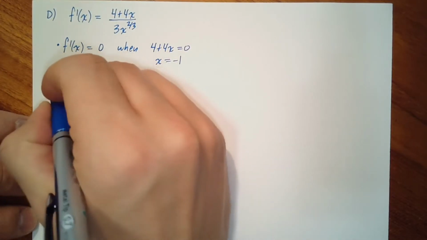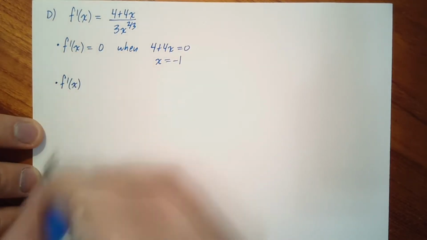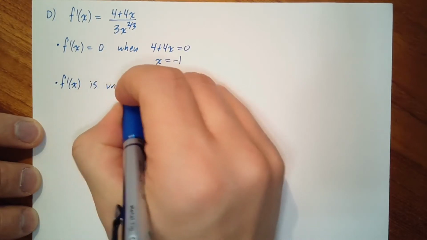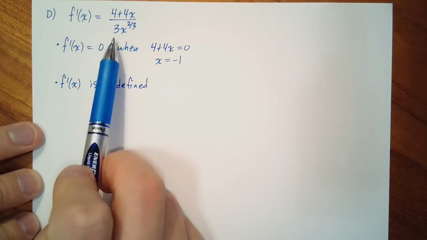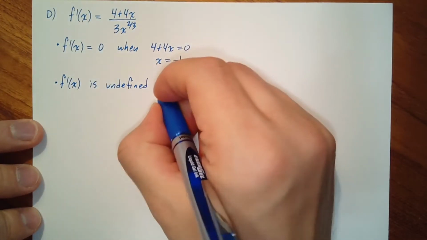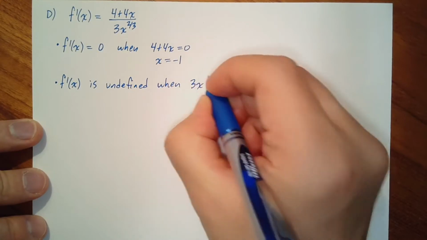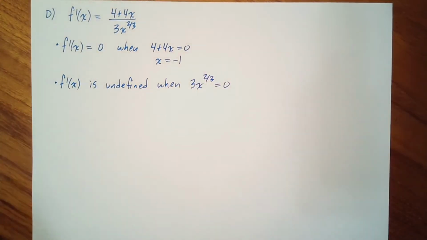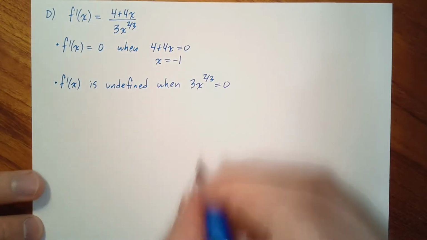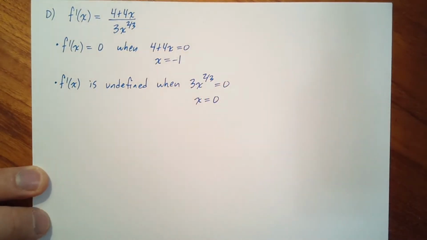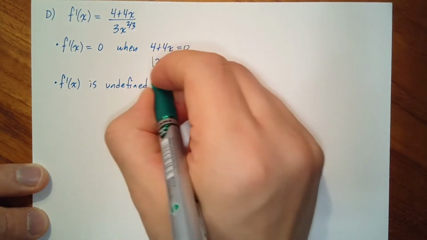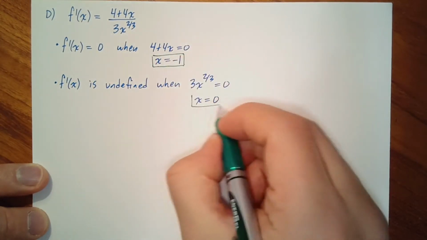For the type 2 critical numbers, we need to ask the question, when is f prime of x undefined? Well, that's going to happen when the denominator of the fraction is equal to 0. So we can say when 3x to the 2/3 is equal to 0. How do you solve that equation? First divide both sides by 3, and you're just going to get x to the 2/3 is equal to 0. And again, it's a positive power of x. It's going to be equal to 0 exactly when x is equal to 0. So that'll give you the solution x equals 0. So those are our two critical numbers. I'll just draw a box around them so we can see them easily.